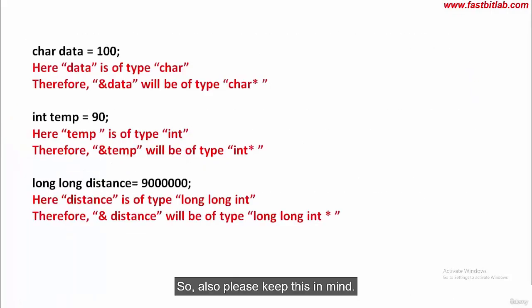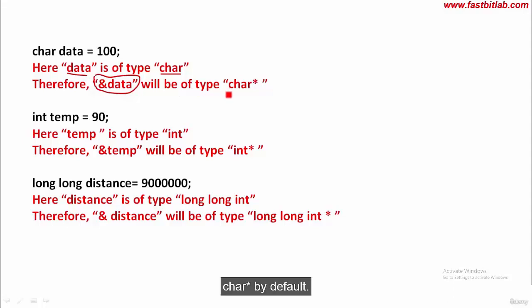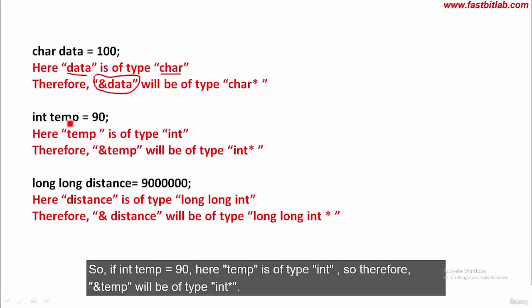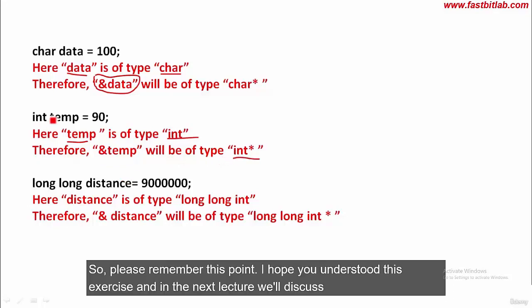All right, so also please keep this in mind. So here data is of type char, isn't it? So therefore ampersand data, that is address of data, this quantity will be of type char star by default. So if int temp is equal to 90, here temp is of type int, so therefore ampersand temp will be of type int star. So please remember this point.